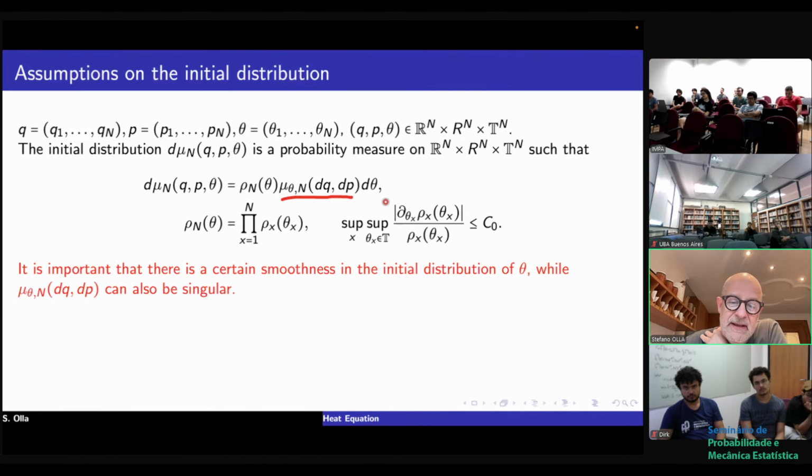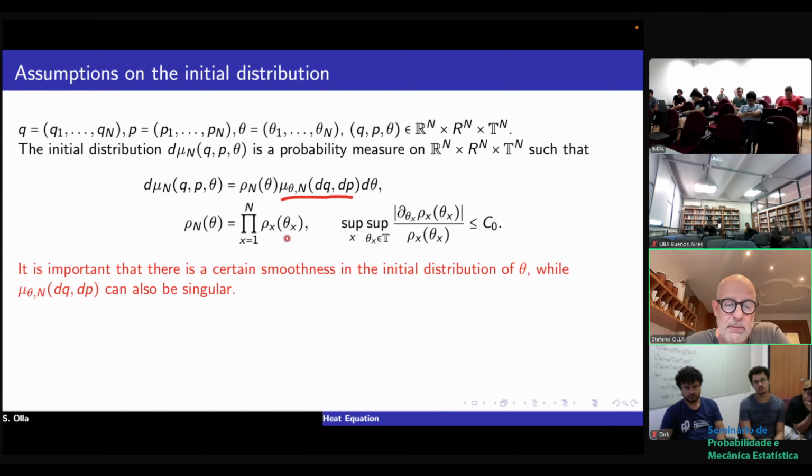And we ask that on the distribution of the velocity and the position, we don't ask much. This could be anything, even deterministic. What is important is that the distribution of the angles is absolutely continuous. So there is some initial randomness in this angle. That's what you have to work on. That's where it comes from.